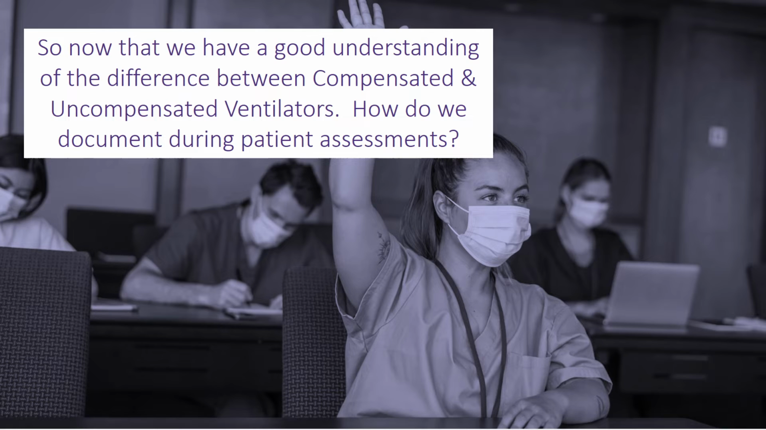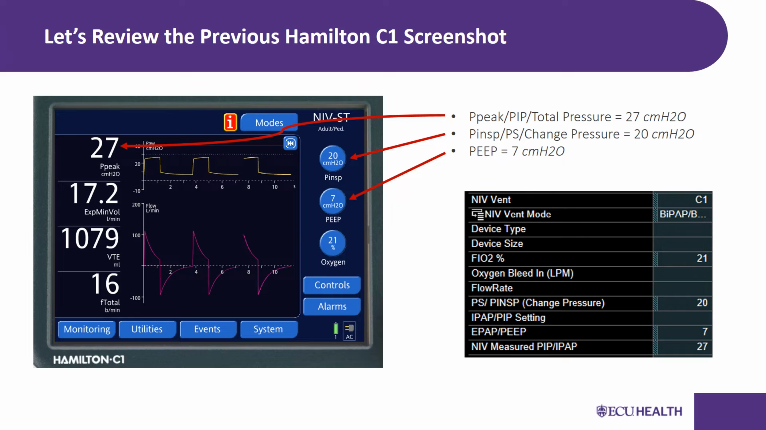So now that we have a good understanding of the difference between compensated and uncompensated ventilators, how do we document it during patient assessments? Now we're going to utilize the previous screenshot. Even though we most likely would not want the patient on these settings, we're just going to review the parameters. So please remember, this is just an example. In the top left-hand corner, our peak inspiratory pressure, also known as our total pressure measured, is 27. Our PINSP, also known as our pressure support, which in the Hamilton models correlates to change pressure, is 20. Our PEEP is set at 7.